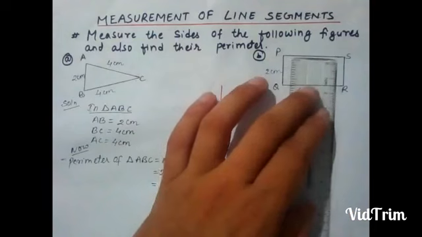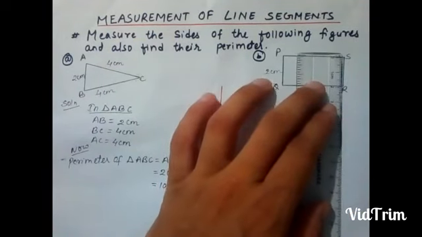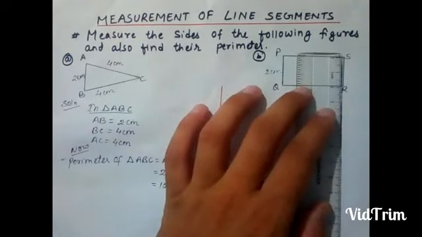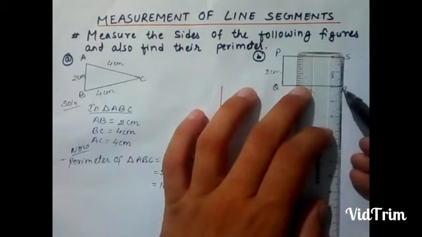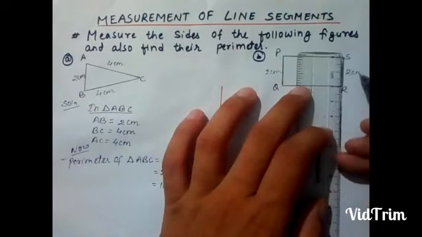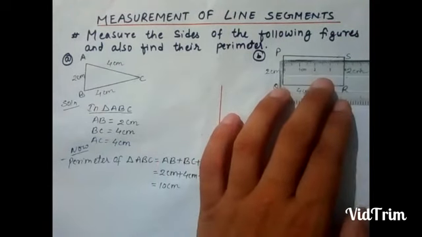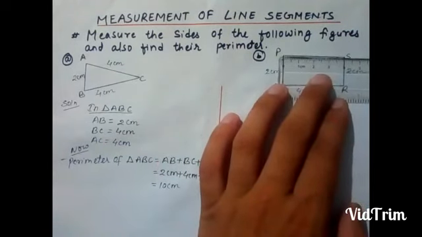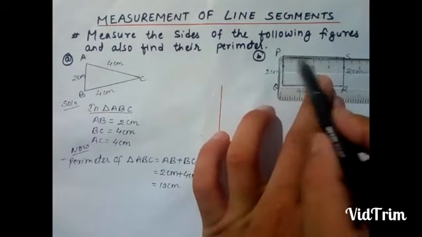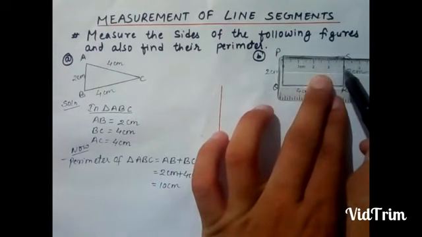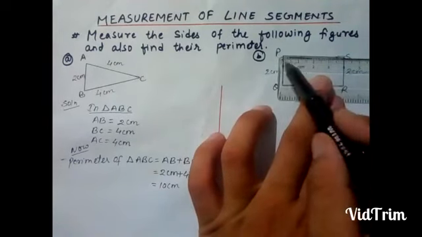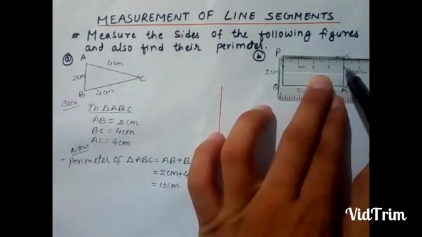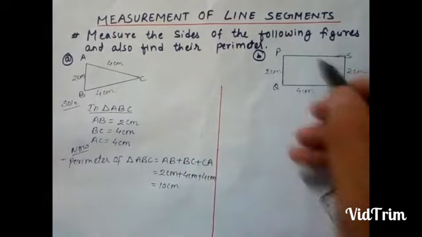Let's measure SR. You can see, students, SR is also exactly lying at 2 centimeter. So SR is also 2 centimeter. Now let's measure PS. So students, you can see PS is also exactly 4 centimeter. Here I have kept 0 at P. Now if we read up to S, S is lying exactly at 4 centimeter.